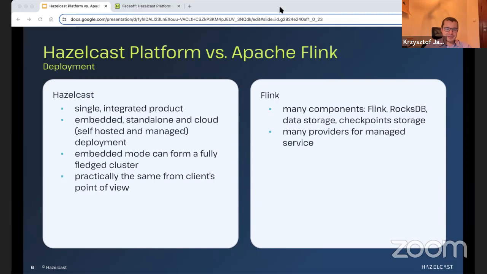Or you can run Hazelcast in the cloud, in the Kubernetes cloud, or you can use our managed cloud Viridian. So there are lots of options, but they are very similar or practically the same from the client's point of view. So it doesn't matter if it's embedded or cloud or managed cloud. You use it in practically the same way. The only difference is, of course, the connection details, how you connect to the cluster. But apart from that, you use it in the same way.